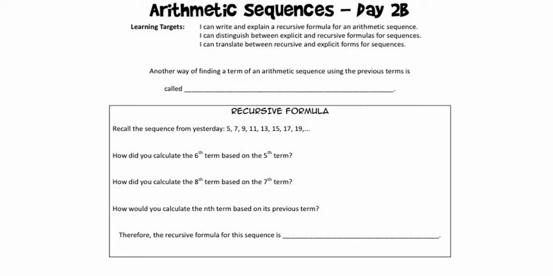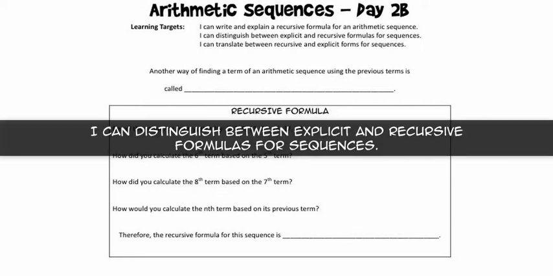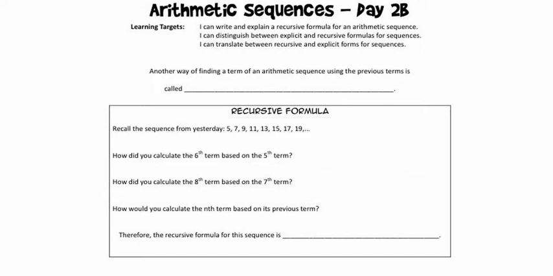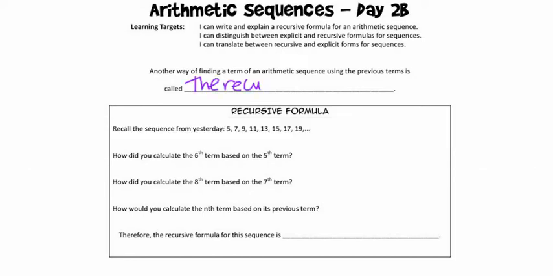Hey guys, it's Mr. Chu, and here's what you're going to learn today. By the end of this video, you should be able to write and explain a recursive formula for an arithmetic sequence. You should also be able to distinguish between an explicit and recursive formula for sequences. And finally, you should be able to translate between recursive and explicit forms for sequences.